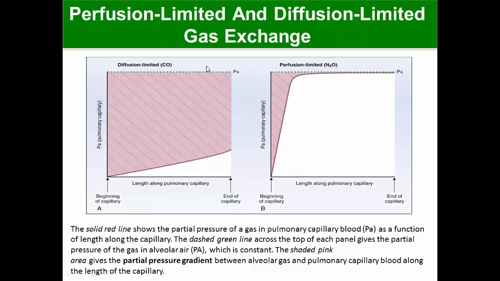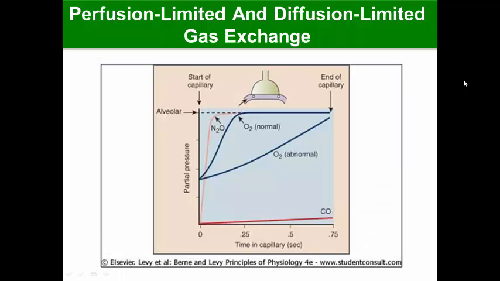So case A is diffusion limited gas, and case B is perfusion limited gas. So the oxygen is what? Do you think oxygen is diffusion limited gas or perfusion limited gas? Now forget about the red gas. Oxygen is the blue gas. And forget about the abnormal situation. We are talking about the normal situation.